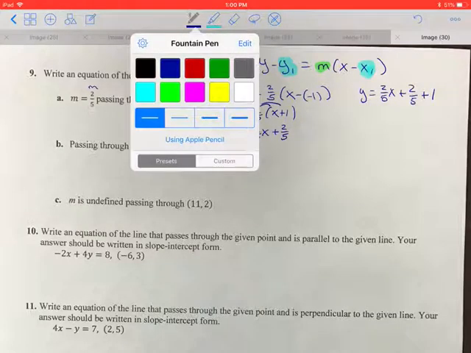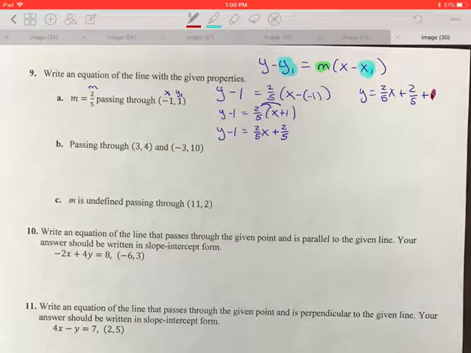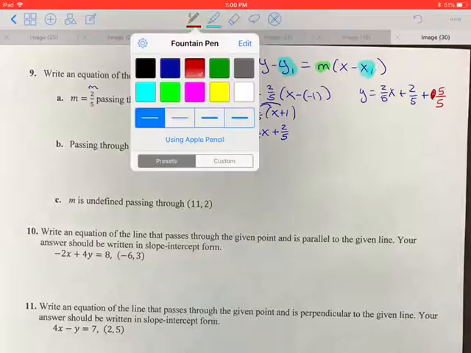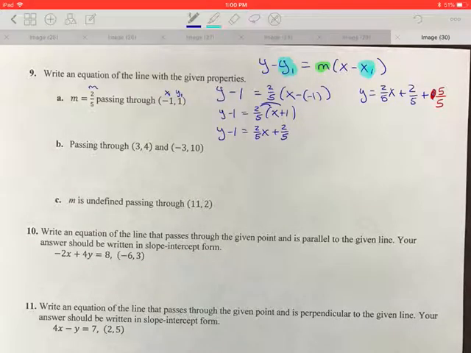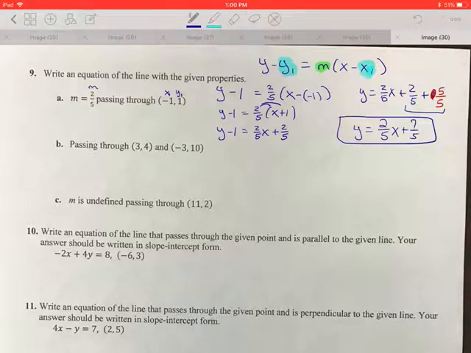So I'm thinking what I'll do here is I'll take the 1 out, and instead of 1, I'm going to write that as 5/5. Right? That's still equal to 1, but it gives me a common denominator. So now I can put these together, and I get y equals 2/5 x plus 7/5. All right, and that's how we're going to write all of our equations.